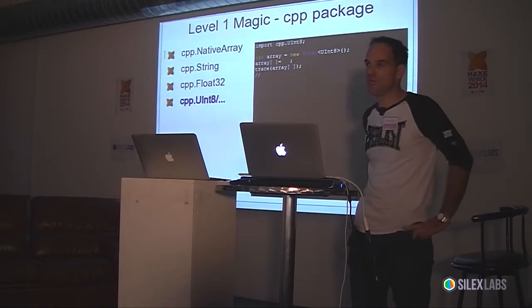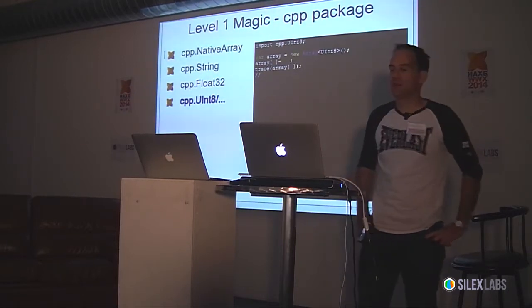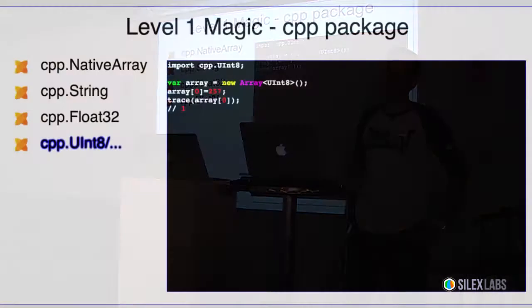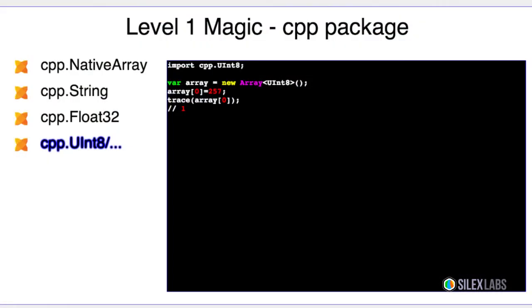There's also some integer lower precision types, uint8, 16, 32. Well, 32 is the default. 64 has been added as well. I'll get to that in a minute. It's not perfect at the moment.